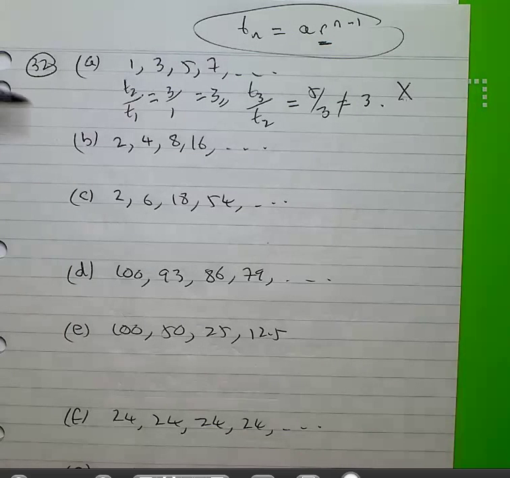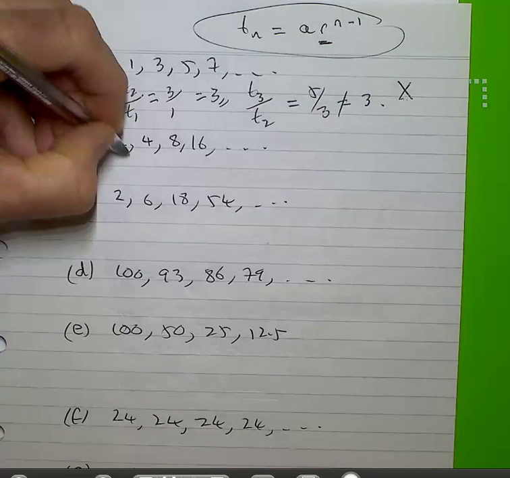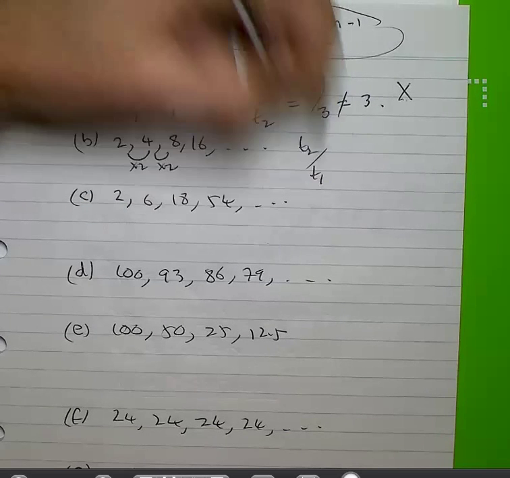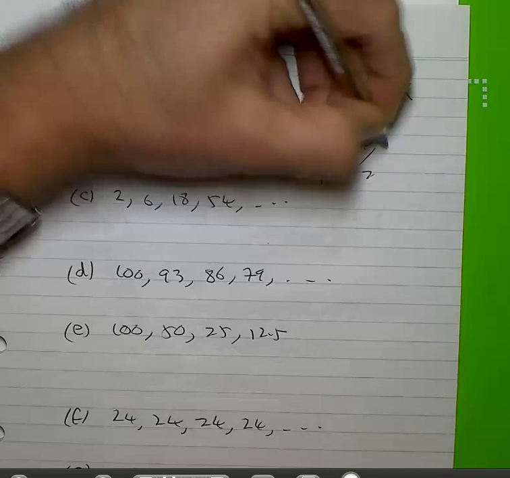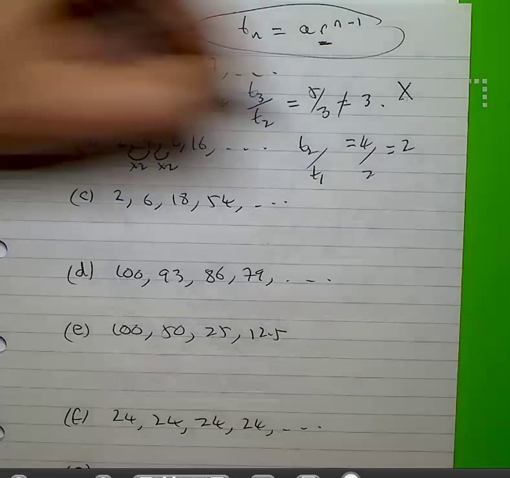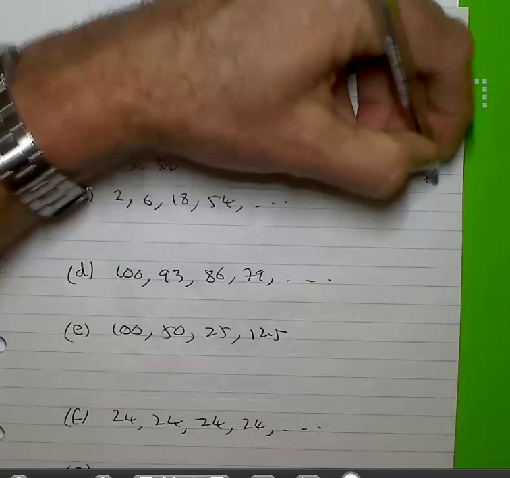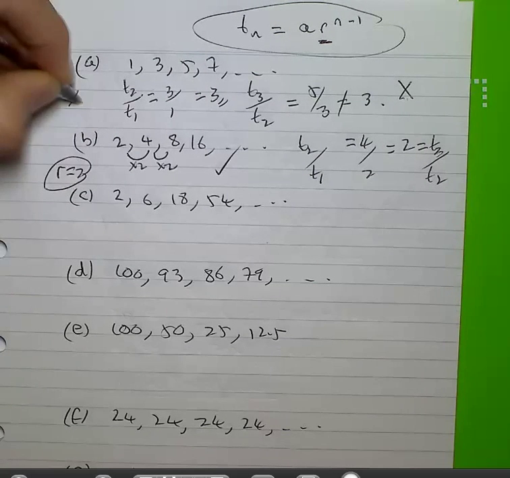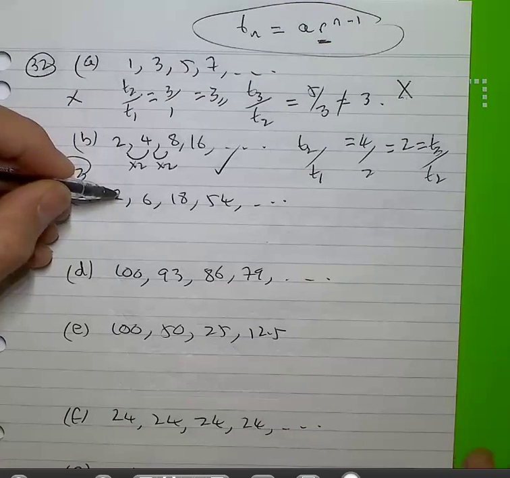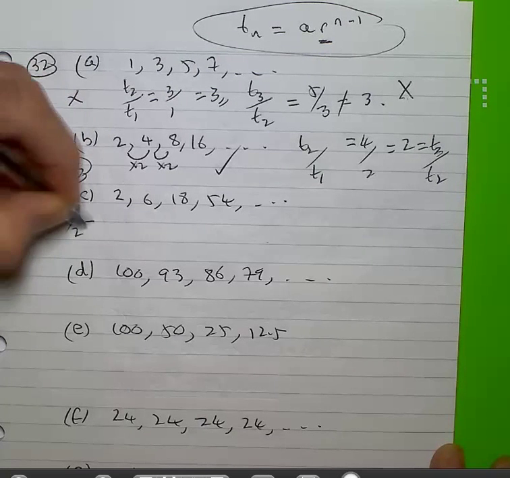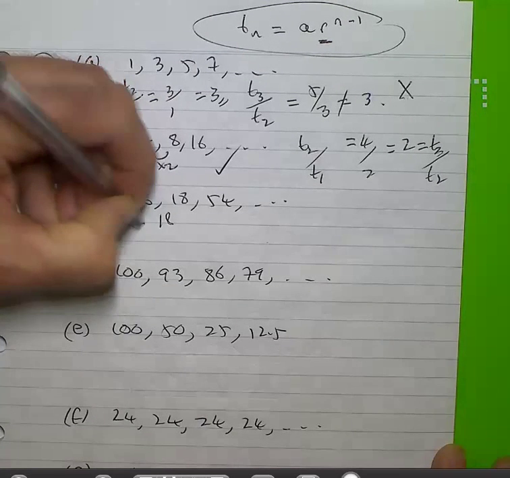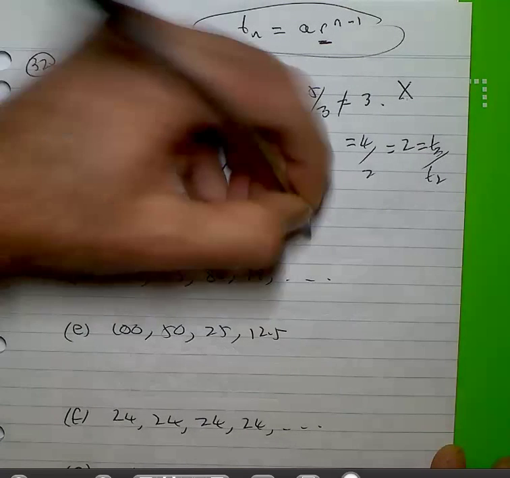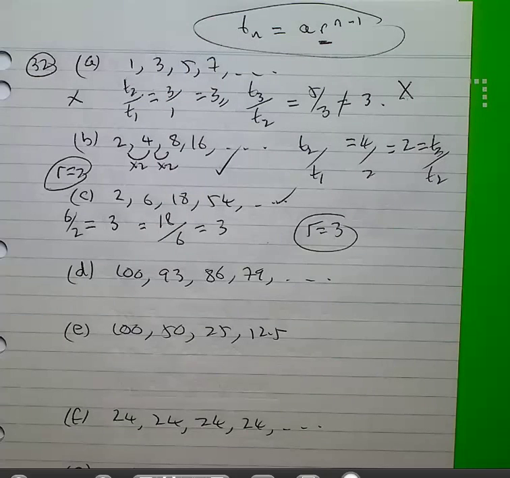Now, if you're reasonably good at your multiplication tables, you can actually track a few of these as you go. You can see here pretty quickly that we're timesing by 2. So T2 over T1, 4 over 2, which is 2. And that's definitely equal to T3 over T2, which is 8 over 4. So yes, and the common ratio is 2. In part C, 6 over 2 is equal to 3, which is definitely equal to 18 over 6, which is equal to 3. So yes, and the common ratio is 3.